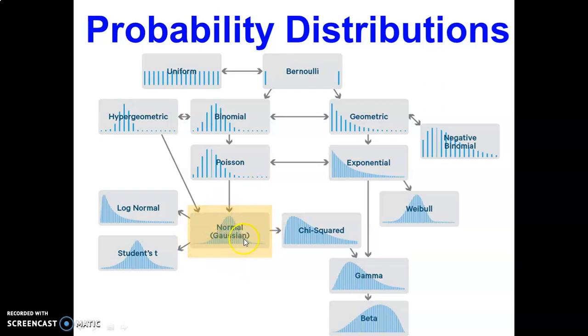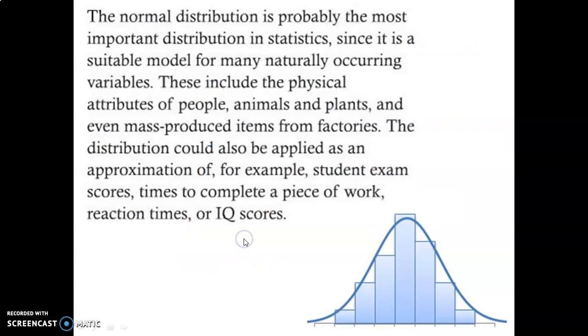It is also called the Gaussian distribution. Let's take a look at why. The normal distribution is probably the most important distribution in statistics, since it is a suitable model for many naturally occurring variables. These include physical attributes of people, like height or weight, animals, plants, and even mass-produced items from factories. The distribution could also be applied as an approximation of student exam scores, times to complete a piece of work, reaction times, and IQ scores. Again, this is a very common distribution. For example, we have very few on the low end, few on the high end, and most people somewhere around that expected average.